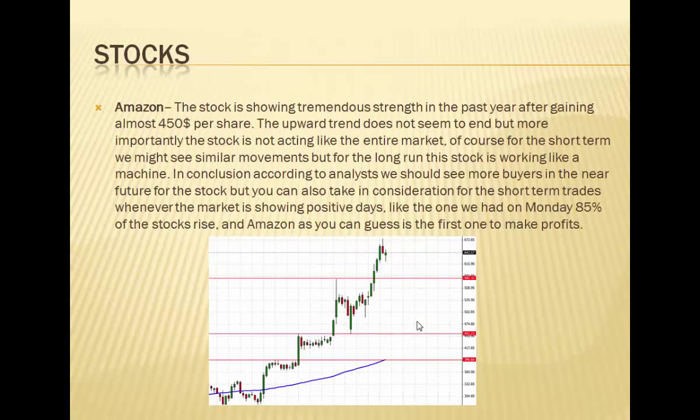Stocks. Amazon is showing tremendous strength in the past year after gaining almost $450 per share. The upward trend does not seem to end, but more importantly, the stock is not acting like the entire market. Of course, for the short term, we might see similar movements, but for the long run, this stock is working like a machine.